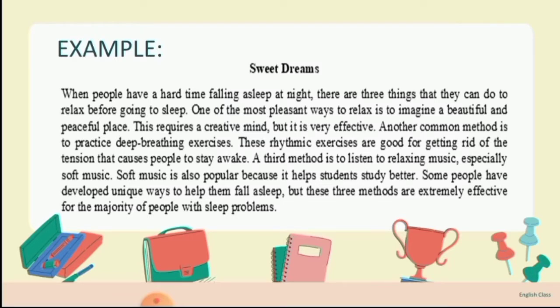Let's have an example. So, our example is entitled Sweet Dreams. When people have a hard time falling asleep at night, there are 3 things that they can do to relax before going to sleep. So one of the most pleasant ways to relax is to imagine a beautiful and peaceful place. This requires a creative mind, but it is very effective. Another common method is to practice deep breathing exercises. These rhythmic exercises are good for getting rid of the tension that causes people to stay awake.